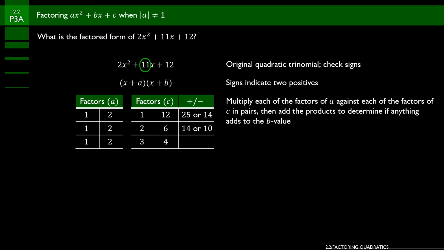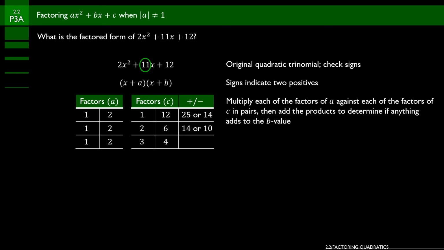So now go 1 times 6 and 2 times 2. 1 times 6 is 6, 2 times 2 is 4, 6 and 4 gives us 10. Still not the 11 that we're looking for. So that means that 2 and 6 cannot be part of the answer.